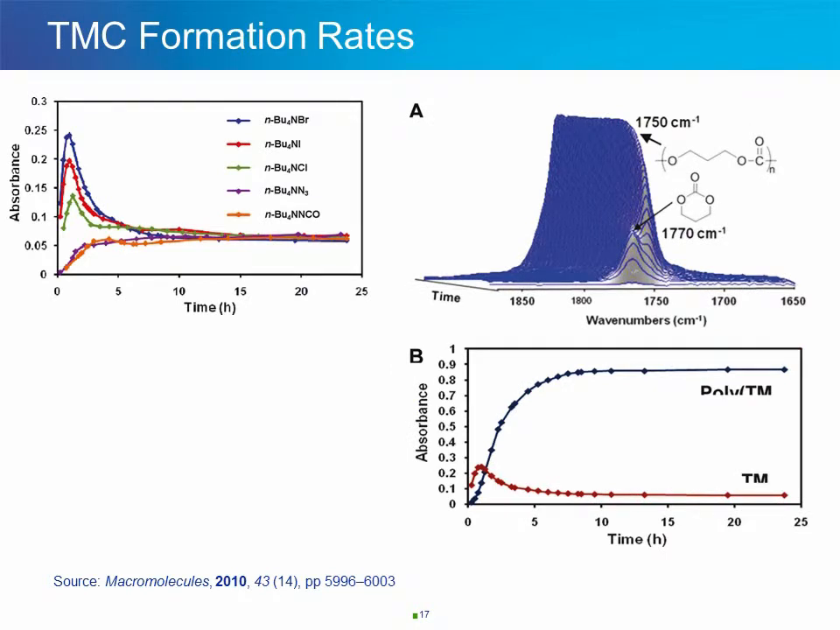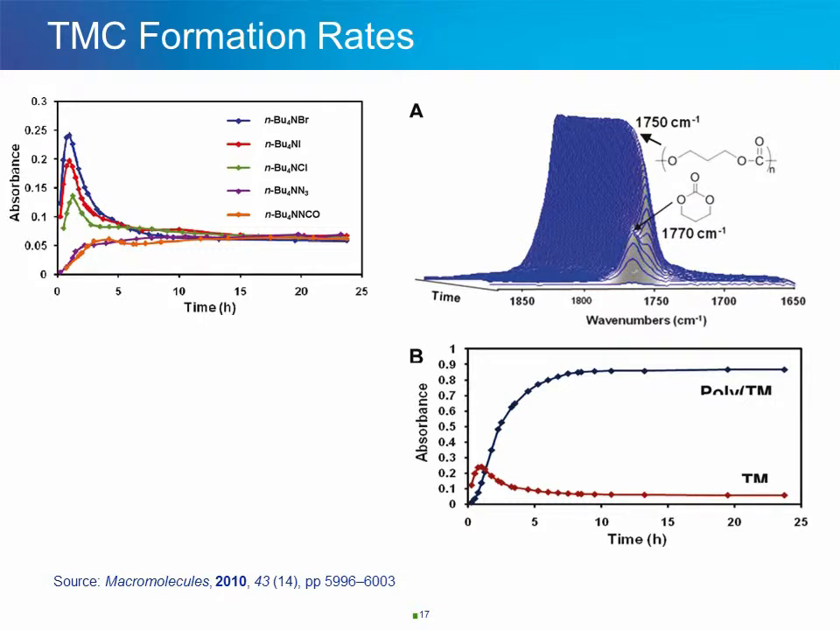The concentration profiles in the upper left represent the series of reactions performed at 110 C using complex 1 in the presence of various cocatalysts. Among the cocatalysts examined, the bromide anion displayed the highest catalytic activity towards TMC formation at the early stages of the coupling reaction, followed by the iodide, chloride, azide, and cyanate anions.